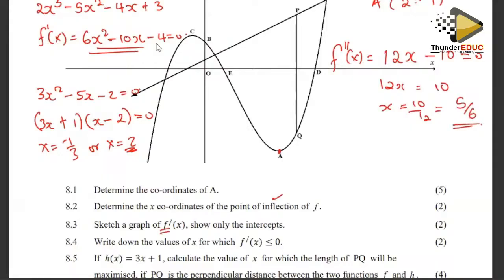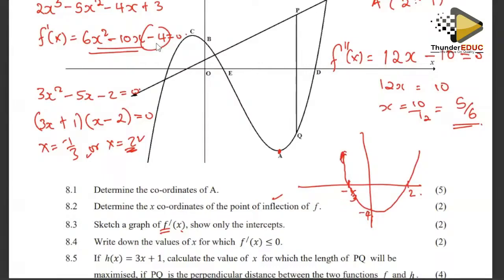Then they want us to sketch the graph of the first derivative, which is a parabola. And now with this parabola, let me just sketch it here because I don't want it here. So the roots are 2 and negative a third. So negative a third, and then 2 can be somewhere there. And then all we need is the y-intercept, which is negative 4. And then you'll have something like that.